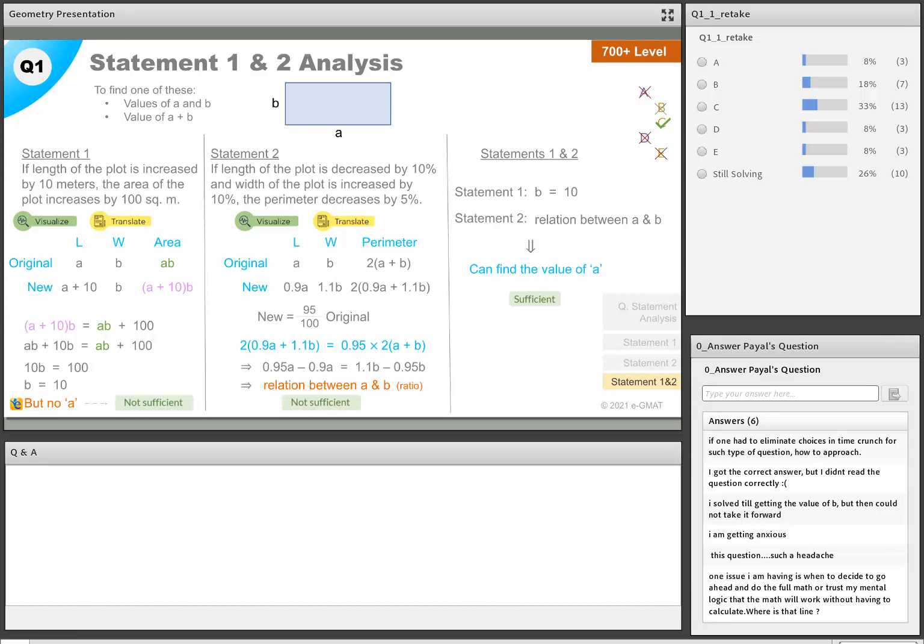Right now I go into statements 1 and 2. I don't need to calculate the value of A. All I know is I can find the value of A, and that's the beauty of data sufficiency questions. You don't need to find the complete value.